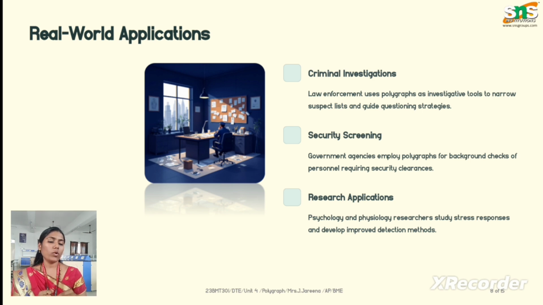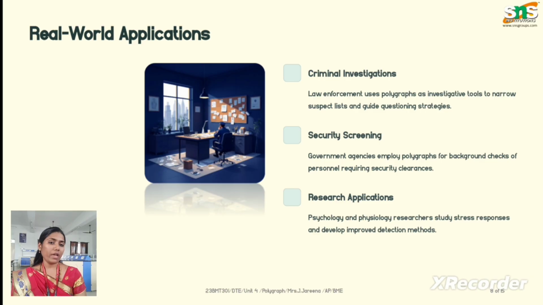Basically, these polygraph devices are used in criminal investigation, as we discussed already. It helps to narrow down the suspect list and guide the questioning strategies. Because we have three sets of questions, right? Neutral, relevant, irrelevant, and comparison-based questions. So this polygraph device will guide the investigator to change any strategy or any question based on the responses recorded by the polygraph device. And also we have security screening, where the polygraph device is used to check the background of personnel requiring security clearance.